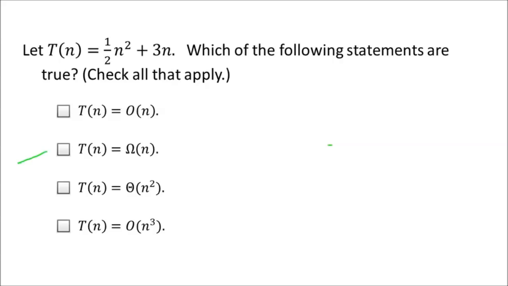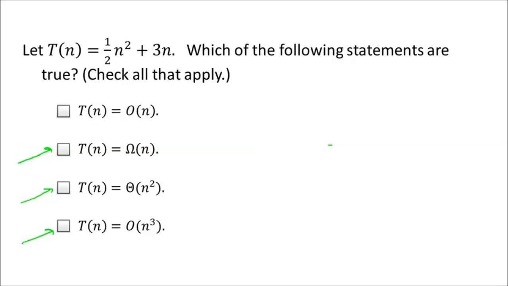So the final three responses are all correct. And I hope the high-level intuition for why is fairly clear. T of n is definitely a quadratic function. We know that the linear term doesn't matter much as n grows large. So since it has quadratic growth, then the third response should be correct. It's theta of n squared.